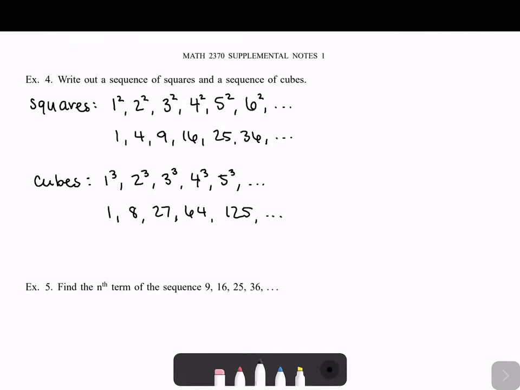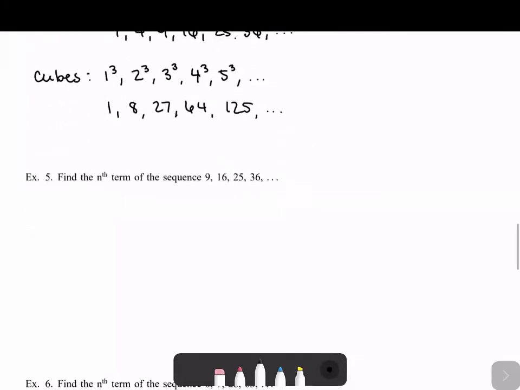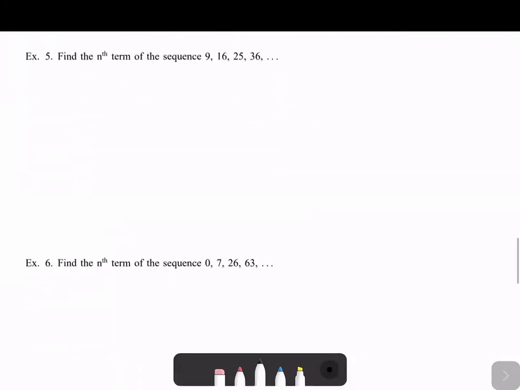So the sequences we're going to look at may not always look exactly like this. We are going to see shifted sequences of squares or cubes. So this is really similar to graphs in algebra, that you can have your normal graph of a parabola and you can shift it vertically or horizontally. We do something similar with shifting these sequences that we'll see in these examples. So let's go ahead and look at this example.